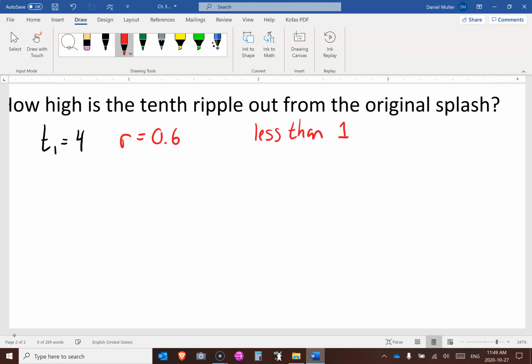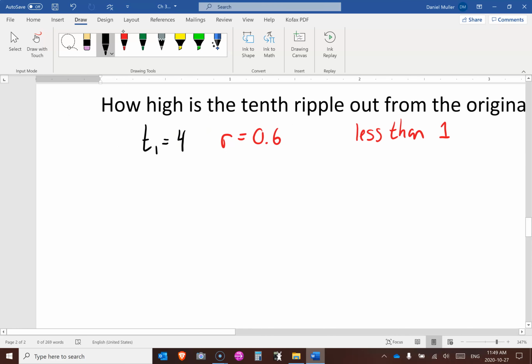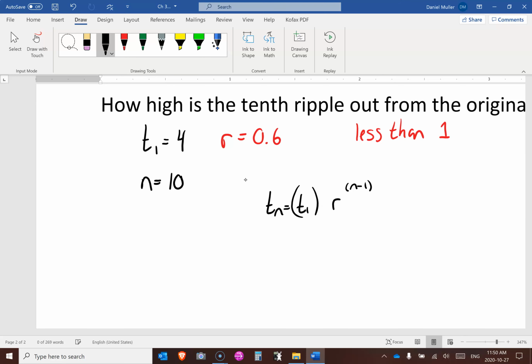So we'll go 0.6. We could, if we wanted to, list them all out and times by 0.6 and times by 0.6. But we have a formula that gets us right to the end. Our n is the number of terms, and it wants us to do the 10th term. Let's start by writing the formula. Tn is equal to the first term times r to the n minus 1. So I'm finding T10 here.